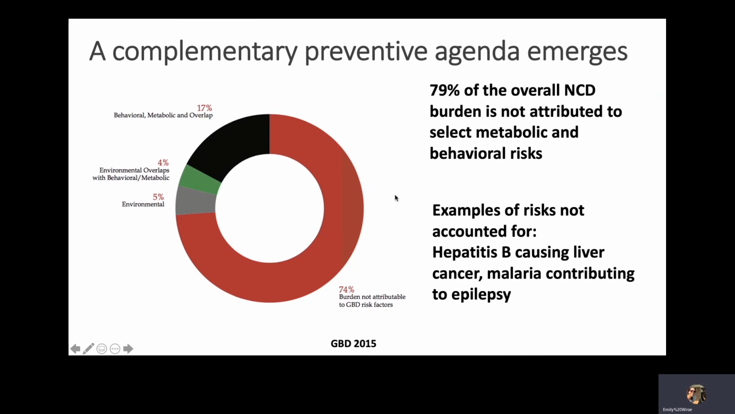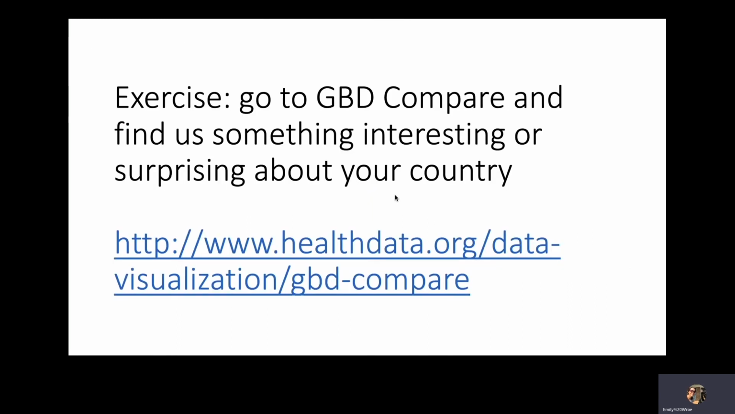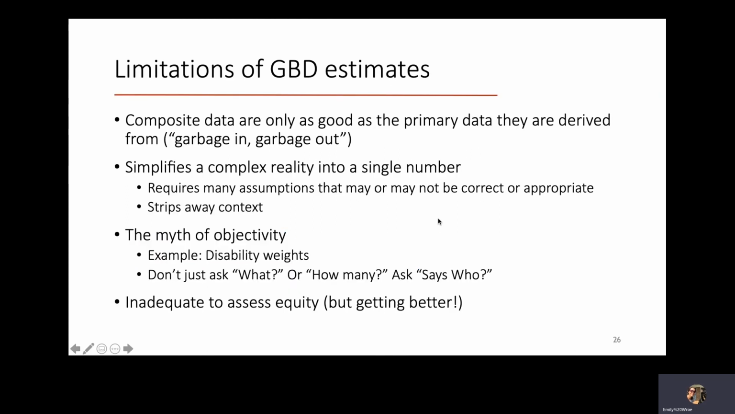So we were using the global burden of disease data as advocacy to say, hey, we need to shine a light on what is truly happening in populations, what's causing disease, and how we can design responses and direct funding to address what needs to be addressed. So I would encourage you to go to GBD Compare and find something interesting or surprising about your country. And I've put the URL there.